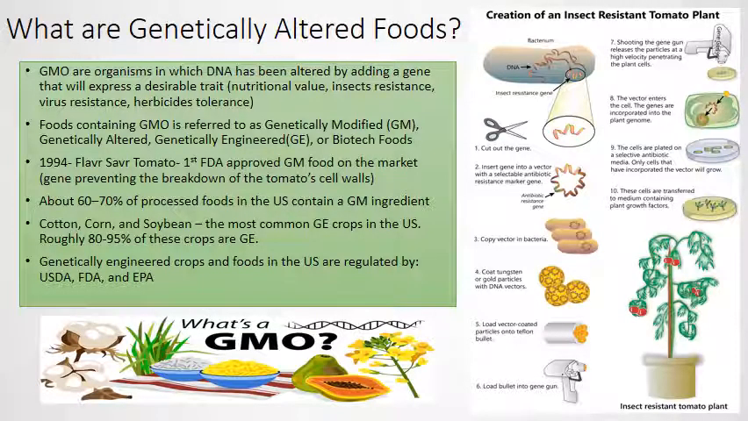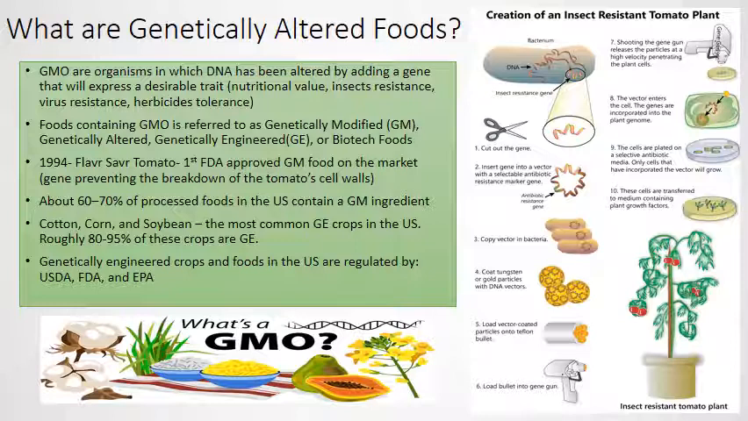First, we need to start with what genetically modified organisms are. So, GMOs are organisms, plants, animals, or microorganisms in which DNA has been altered by adding a gene that will express a desirable trait, such as nutritional value, insect resistance, virus resistance, or herbicide tolerance. Every food containing GMO is referred to as genetically modified, genetically altered, genetically engineered, or biotech food.